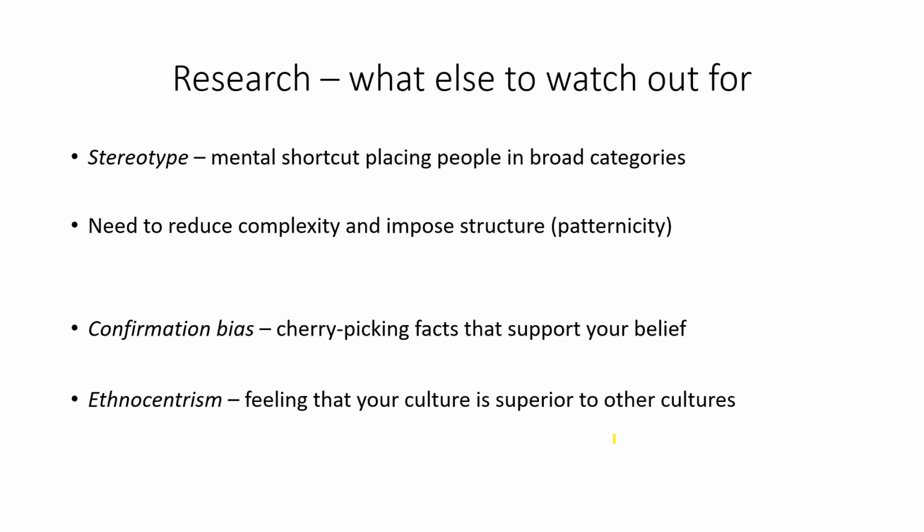Another thing that we have to watch out for is stereotyping. That's something that is also very natural for our brains to do. And that's taking a mental shortcut, putting people in broad categories. Yeah, I know that type of person, so therefore I can already kind of shape up what they are going to be like. Well, that is very unreliable because all human individuals are different.